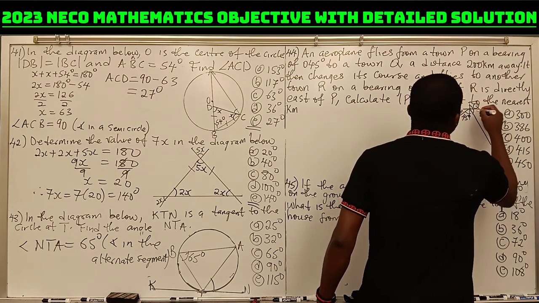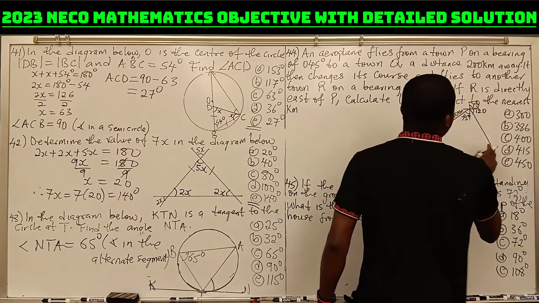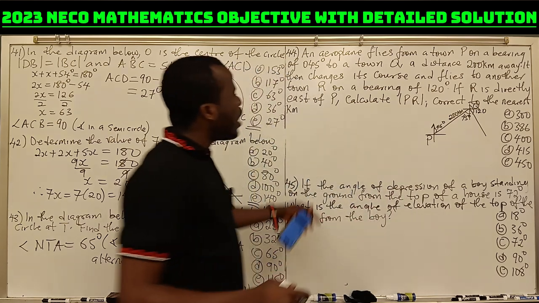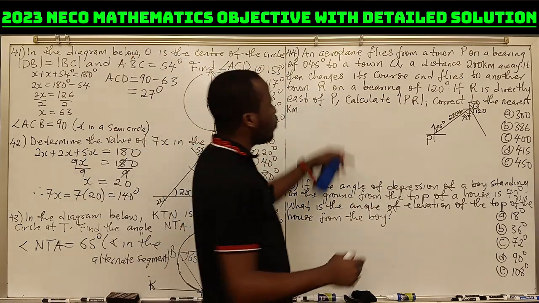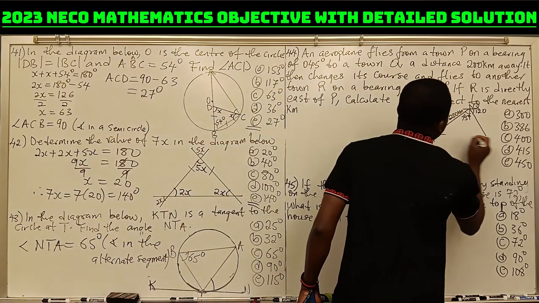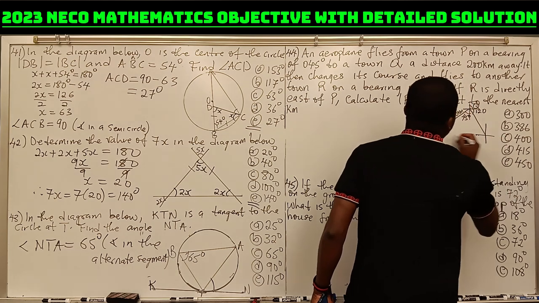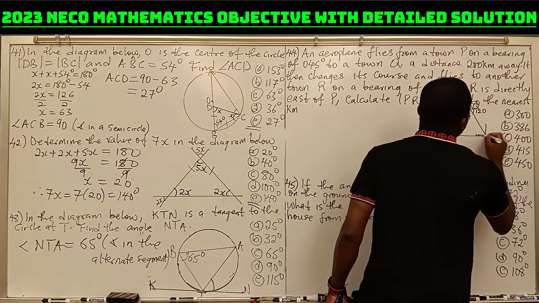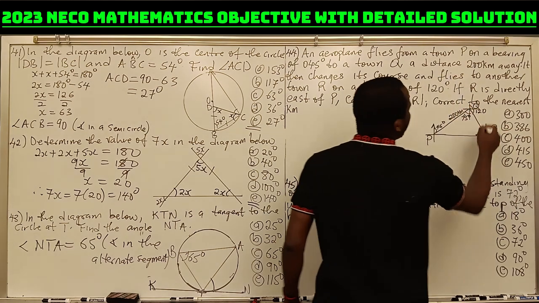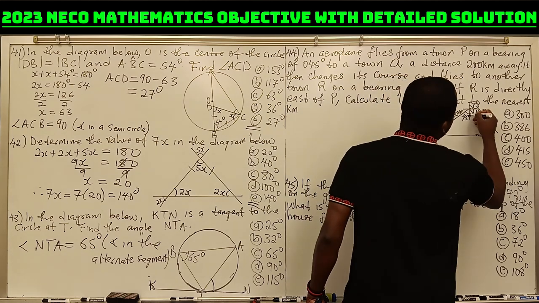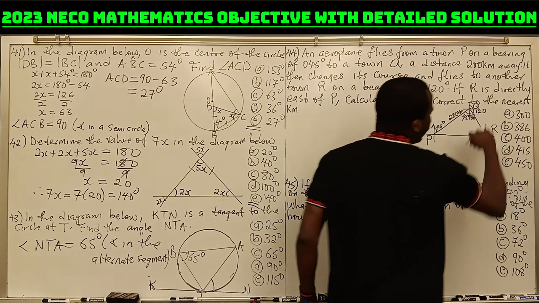So this bearing is 120 degrees. And what we are told is that R is directly east of P. So this is R. If here is 120 degrees, here is 60 degrees to make it 180.